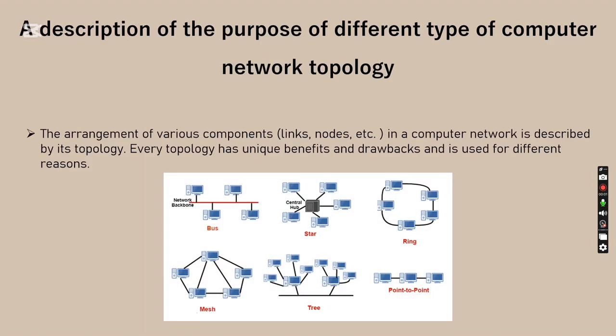A description of the purpose of different types of computer network topology. The arrangement of various components, links, nodes, etc. in a computer network is described by its topology. Every topology has unique benefits and drawbacks and is used for different reasons.